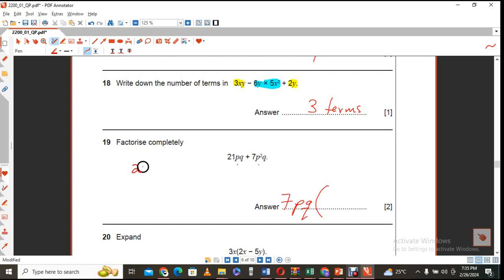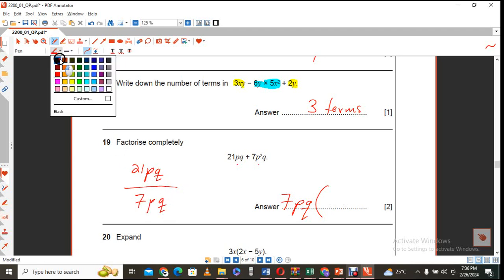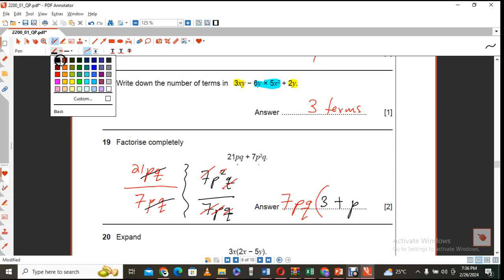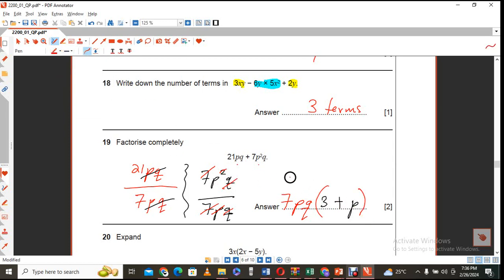So if you now have 21pq and you divide it by 7pq, first of all, the pq's cancel, 7 goes there 3 times. We'll bring the plus down. So that is the same when you take 7p squared q and you divide by 7pq. Right, so the 7's cancel, the q's cancel, and this one is going to leave you with 3p. That would be your final answer. One way of checking is just multiply everything back and see whether you get to that expression.